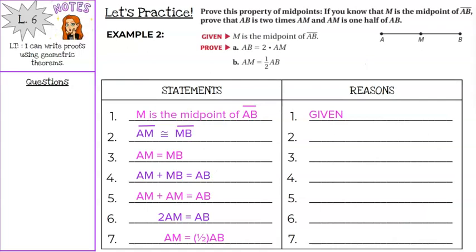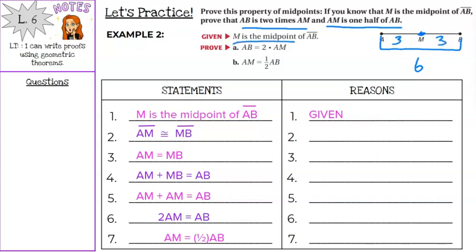All right, let's do one more practice problem. Prove this property of midpoints. If you know that M is the midpoint of AB, prove that AB is 2 times AM and AM is 1/2 of AB. Let's make sense of that. If M is the midpoint of AB, it's cutting AB in half, meaning if AB is 6, AM would be 3, and MB would also be 3.